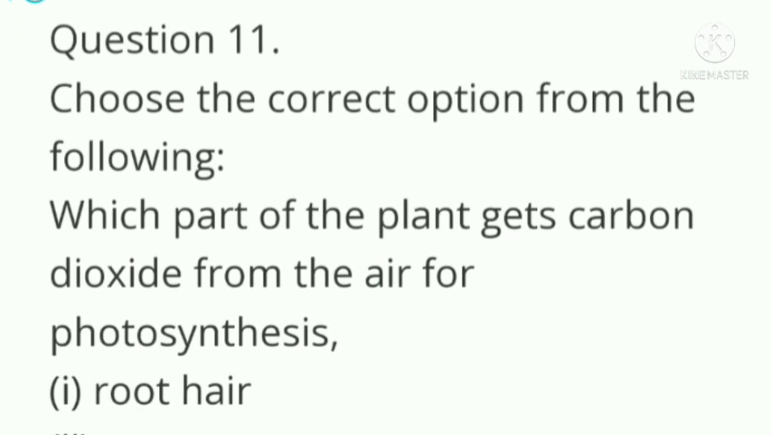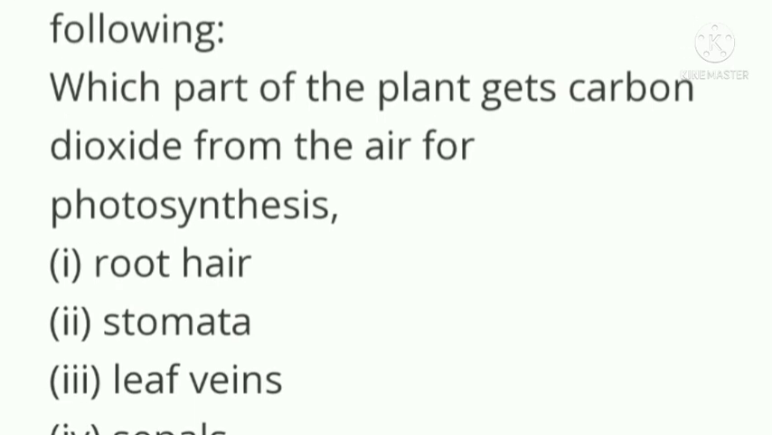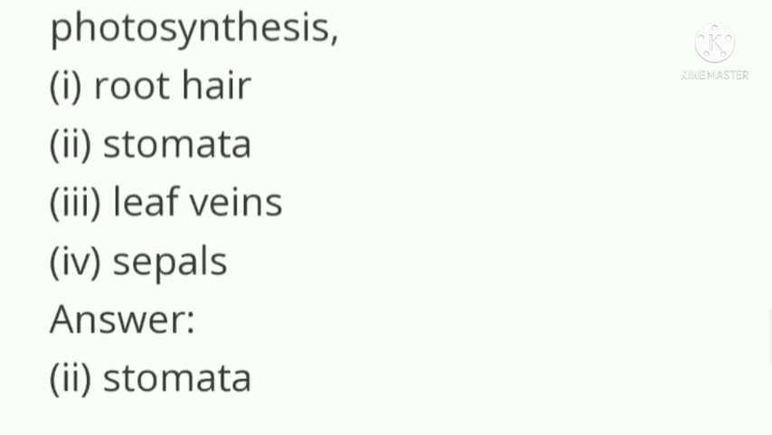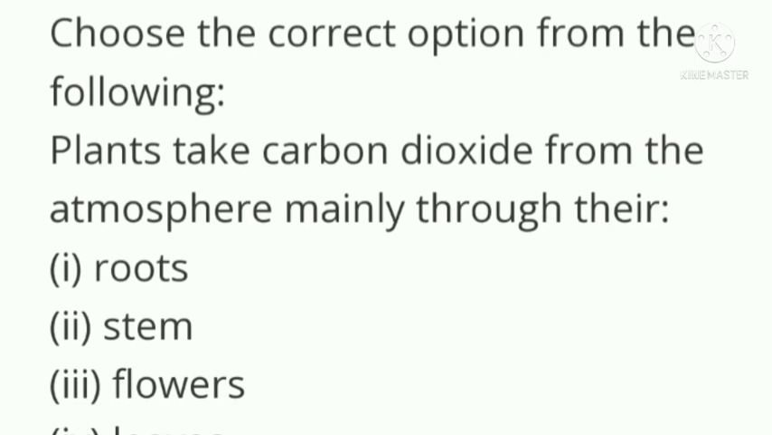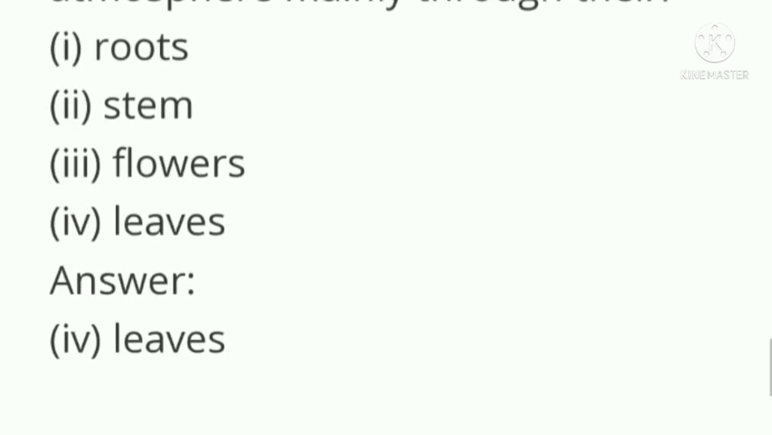Choose the correct option from the following. Which part of the plant gets carbon dioxide from the air for photosynthesis? Stomata. Choose the correct option from the following. Plants take carbon dioxide from the atmosphere mainly through their leaves.